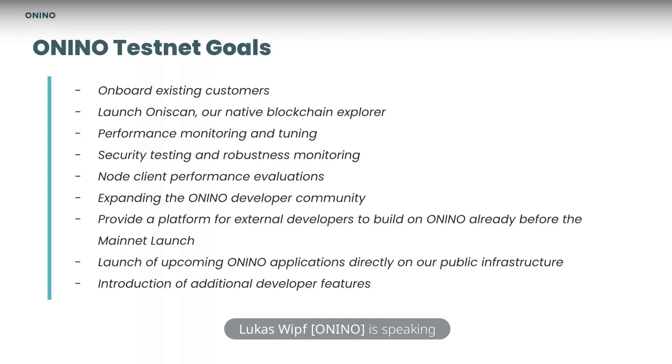Then also another major point is the launch of our own ONINO-based applications directly on our public infrastructure. This will be something that we will be releasing in different iterations during the whole testnet phase, which will, of course, not be directly with the launch of the testnet, but you can expect a few things to happen there.